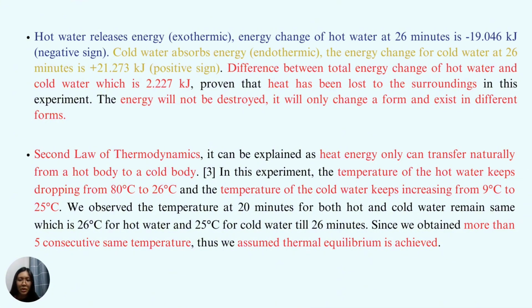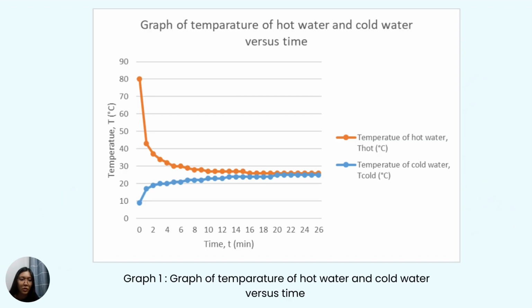In this experiment, the temperature of the hot water keeps dropping from 80 degrees Celsius to 26 degrees Celsius, and the temperature of the cold water keeps increasing from 9 degrees Celsius to 25 degrees Celsius. We observe the temperature at 20 minutes for both hot and cold water remains the same, which is 26 degrees Celsius for hot water and 25 degrees Celsius for cold water till 26 minutes. Since we obtain more than 5 consecutive same temperatures, we assume thermal equilibrium is achieved.